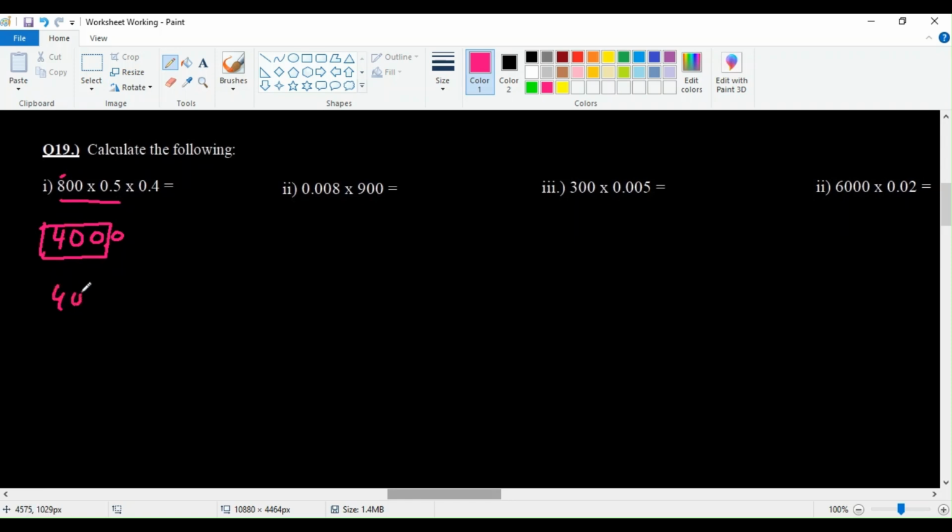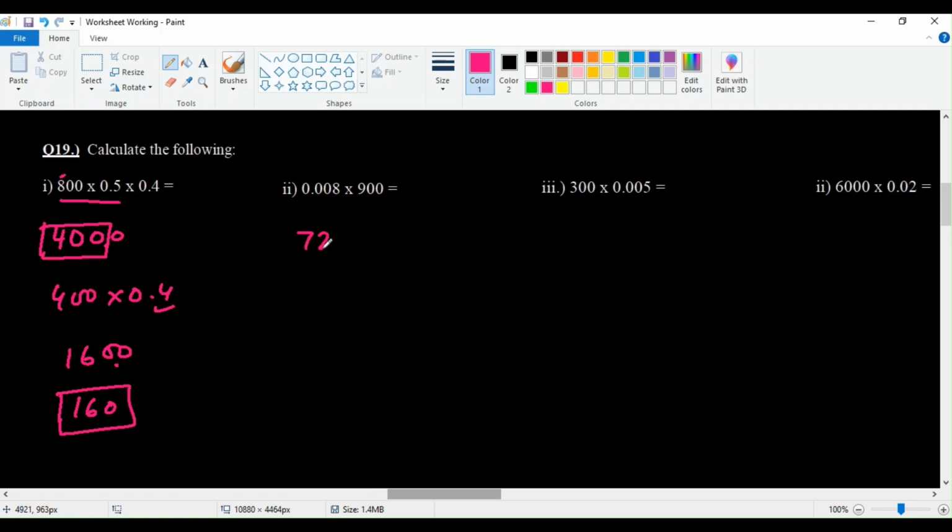Now 400 has to be multiplied by 0.4. So 4 times 4 is 16, and 2 zeros will come from here. And since this has one decimal place, I'll put it here. So the final answer has to be 160. Let's check this using a calculator. 800 times 0.5 times 0.4 is going to give us 160. Perfect answer.